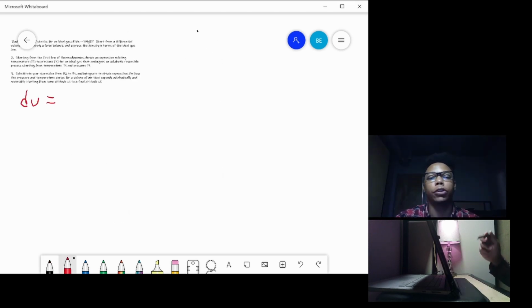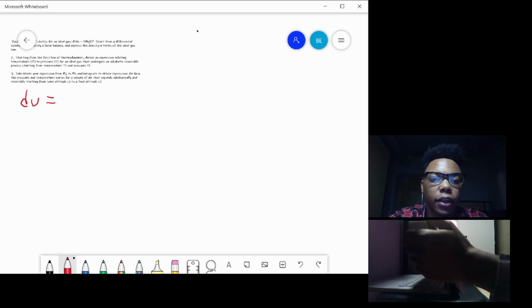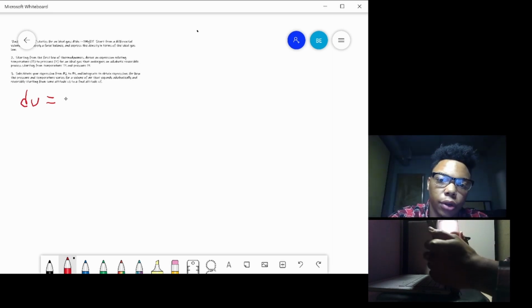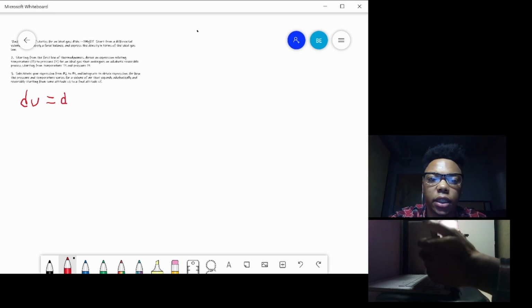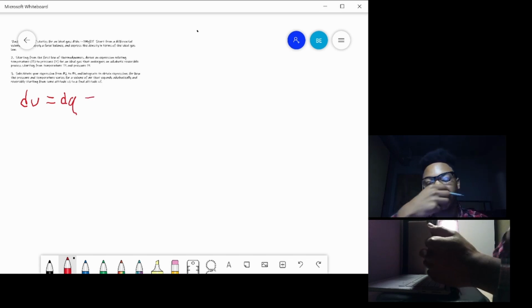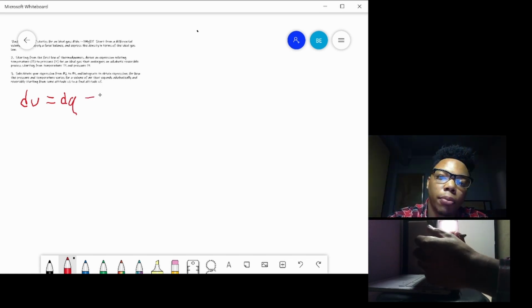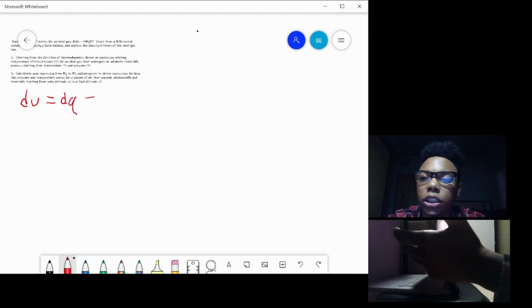So we're going to have our internal changes equal dU, and that is going to be equal to any changes in heat exchange, which we're not going to have, minus our force, which is just going to be the pressure of the system. Let's draw our system real quick.